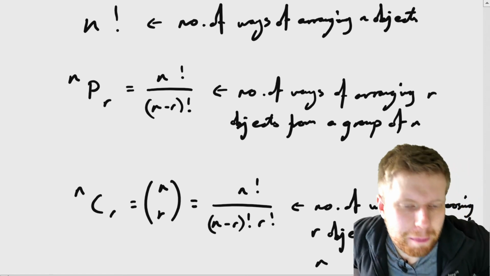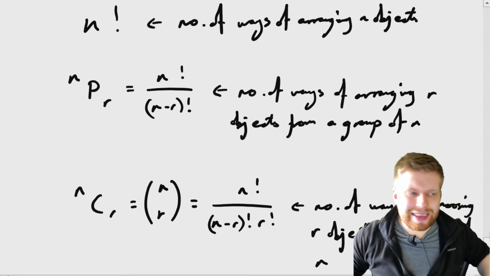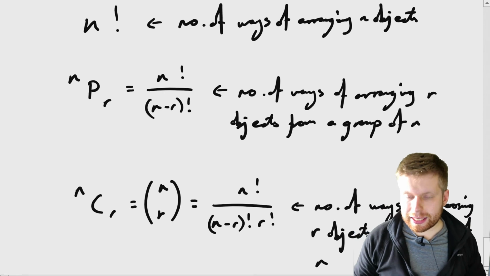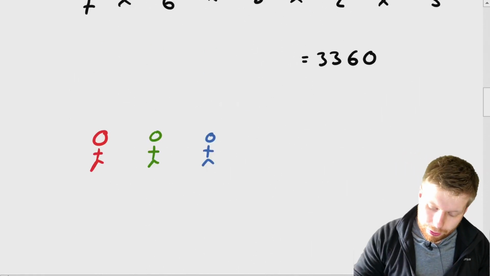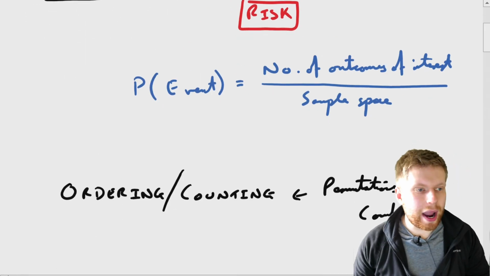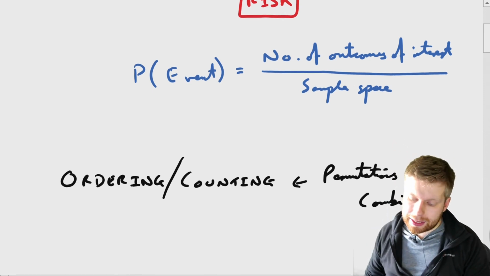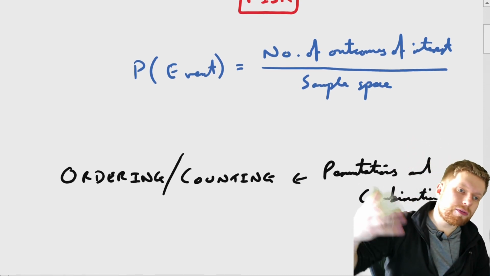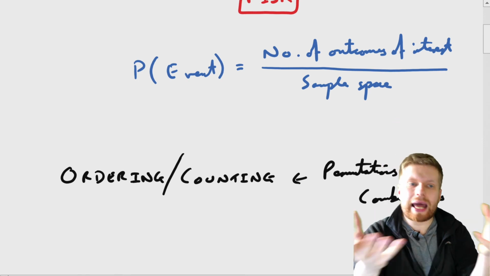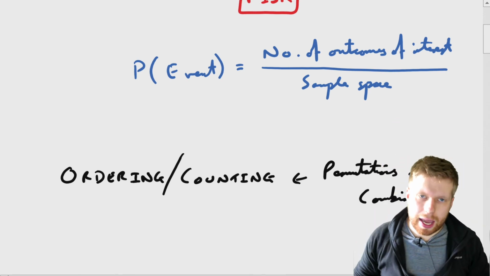Now remember that this is really important because it comes back to this idea of probability. I wrote it right at the very beginning: to work out the probability of something, you need to know the number of different ways that something can happen.